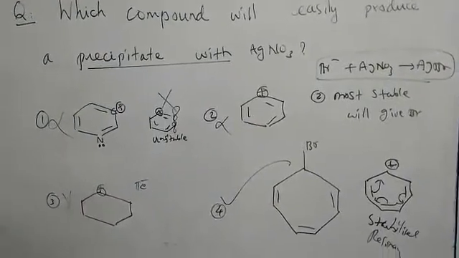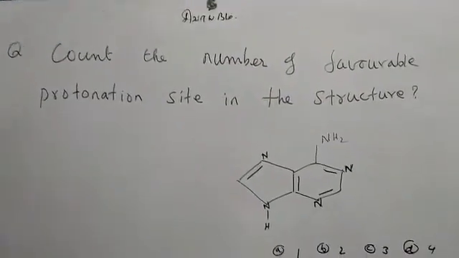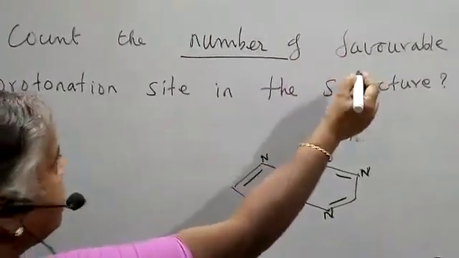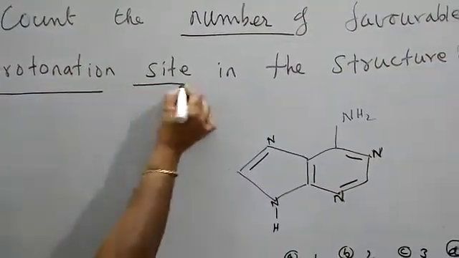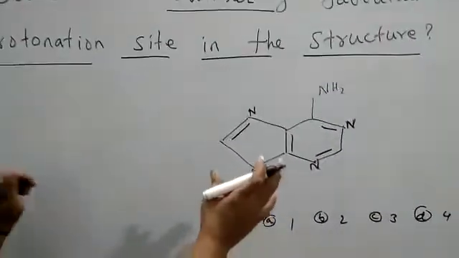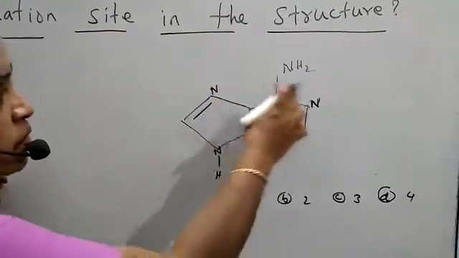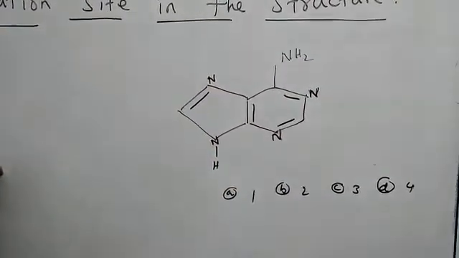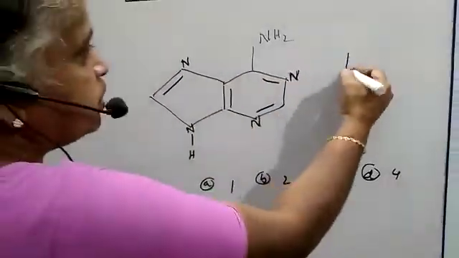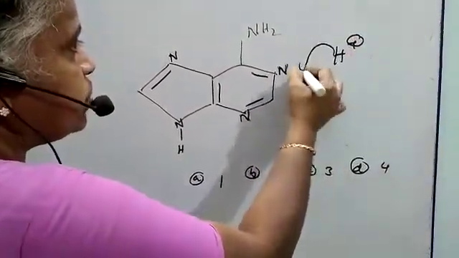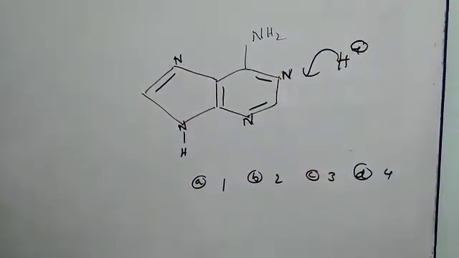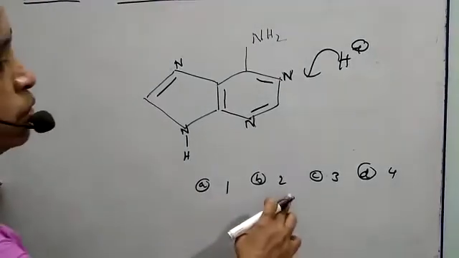Simple knowledge. Okay children, now we are going to see the next JEE previous year question. Count the number of favorable protonation sites in the following structure. Here you are provided with one structure having many nitrogen atoms. How many sites can you protonate? What is the meaning of protonation? It means H plus is going to attack. So how many places are ready to receive the H plus? That is the question. How many? 1, 2, 3 or 4?